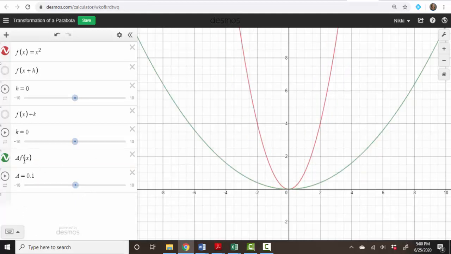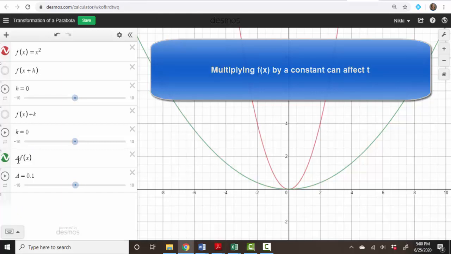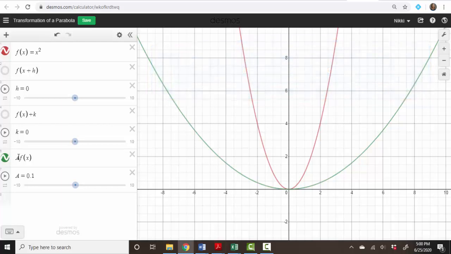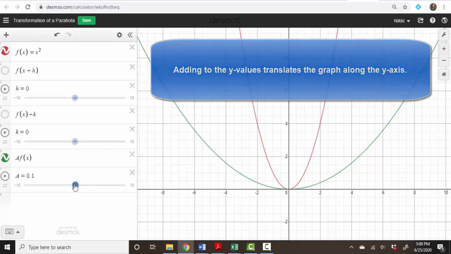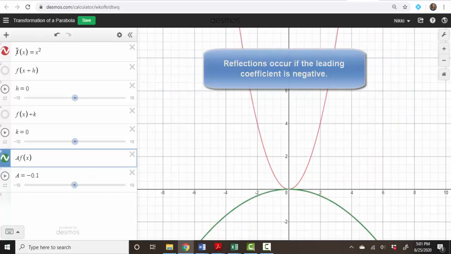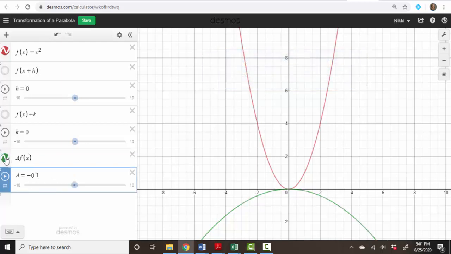So values for a, if they are fractions, then it widens that graph. If you have very large values for a, then it becomes a skinny little parabola. It grows much faster. Now let's talk about negative values. So you're taking this function and you're multiplying the whole thing by negative a. You're flipping that graph over the x-axis. So a has to do with stretching or reflections.